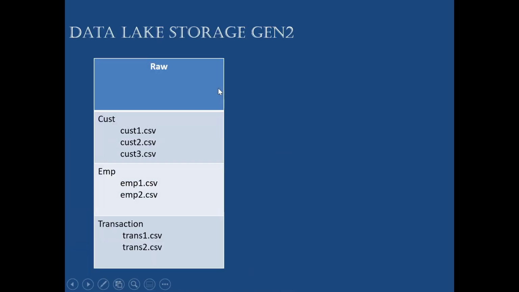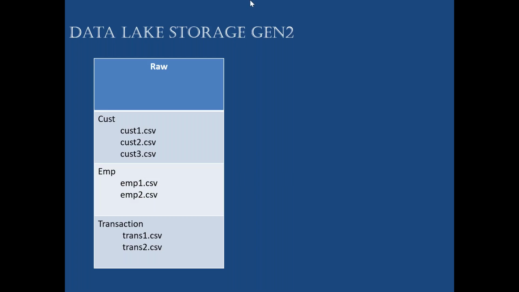So this is what I am planning to do. Let's imagine there is a data lake storage Gen2 storage. In data lake storage Gen2 storage, I have a raw folder. Under the raw folder, I have cust folder, employee folder, and transaction folder. All these are subfolders.